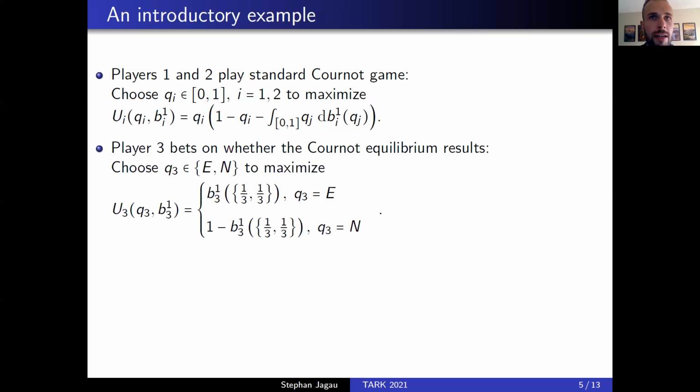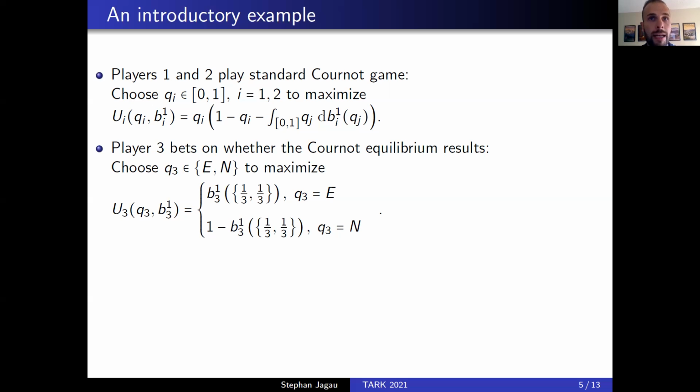So far, so standard. Now the twist is we have a third player, and that player, as it were, bets on whether the other two are going to settle on the equilibrium quantities or not. So he has a strategy E, equilibrium, that's going to be optimal to the degree that he thinks they're going to choose the 1/3 Cournot equilibrium quantities, and his strategy N, non-equilibrium, is going to be optimal to the degree that he thinks they're going to choose other quantities.